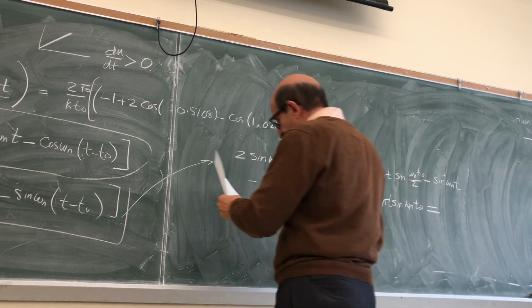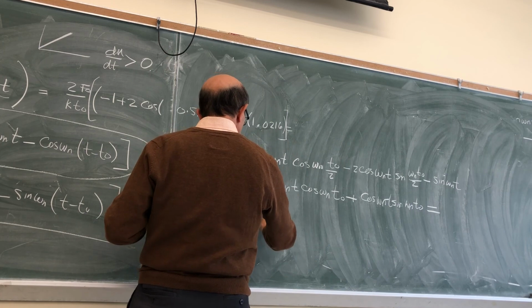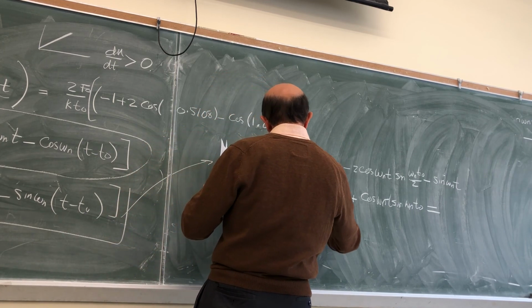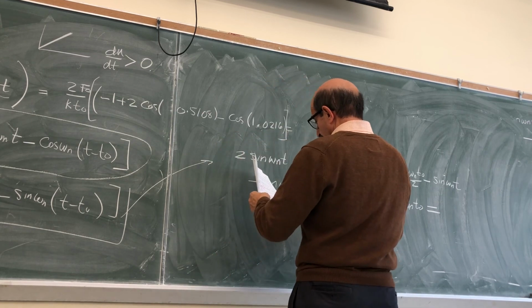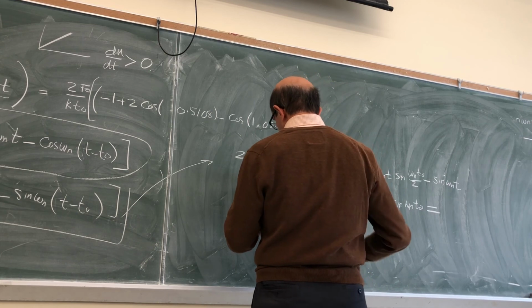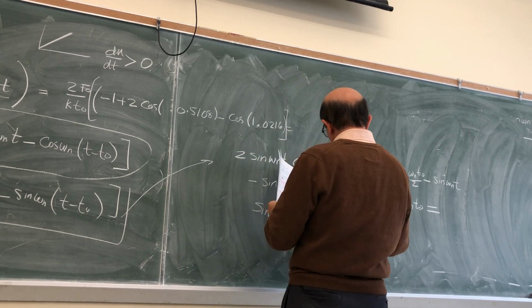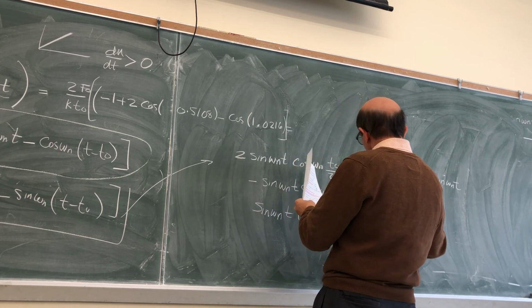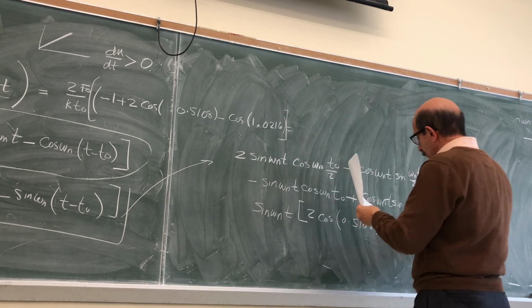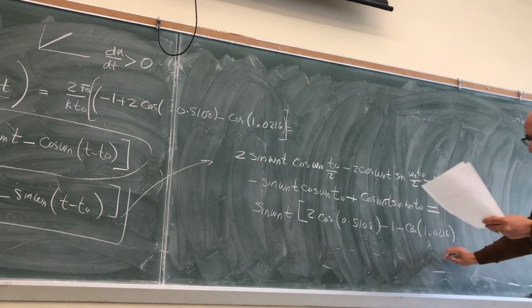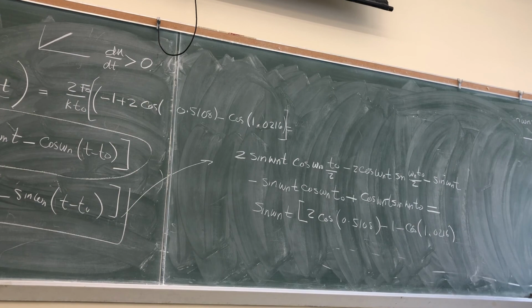This can be simplified to sine omega n t times 2 cosine of, I would substitute, of course, for the t0, so it would be 0.5108 minus 1 minus cosine of 1.0216. So in other words, if I do that, and I can send this to you, you'll get a function that looks like this.